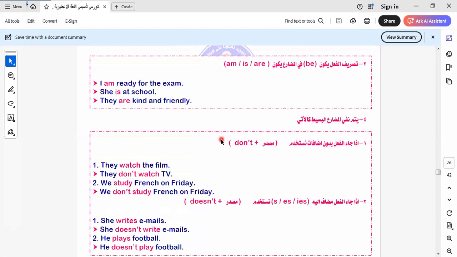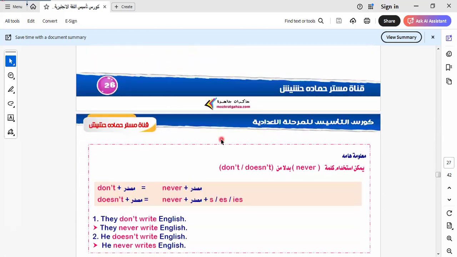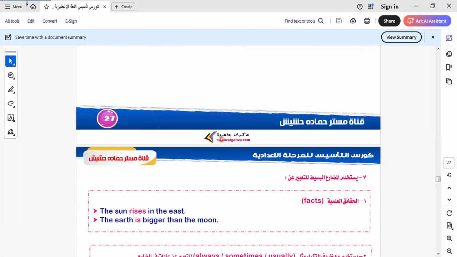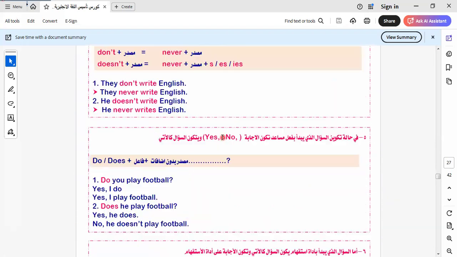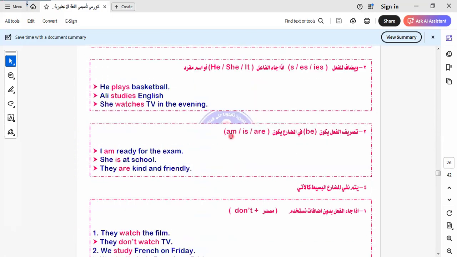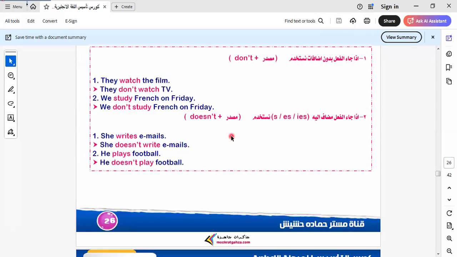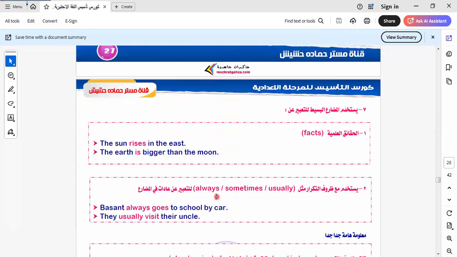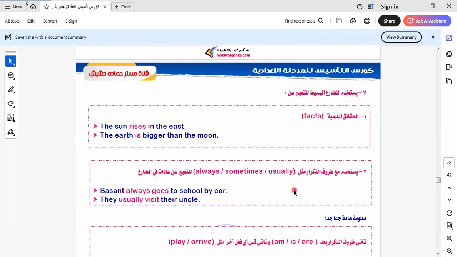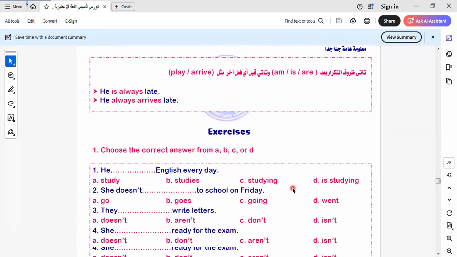And what are the keywords of this tense? Let's remember the keywords: always, usually, often, sometimes. These are adverbs of frequency: always, sometimes, usually, never, and so on. And during the lesson we know that always means the habit happens 100% of the time, and never means the habit doesn't happen at all, 0%. That is what we learned last video.